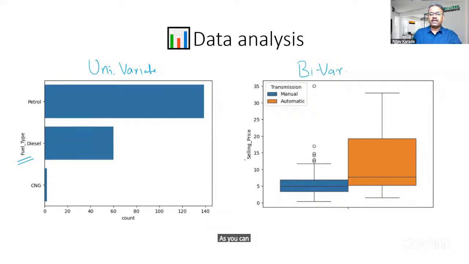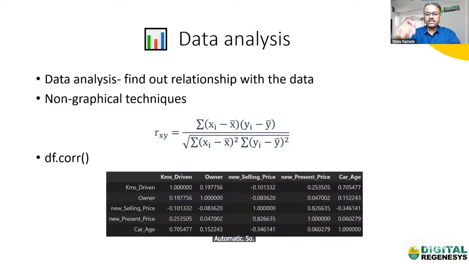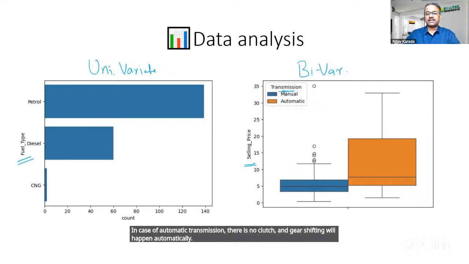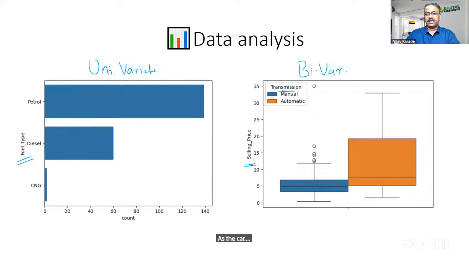Here, I have got a box plot which performs bivariate data analysis. As you can see, here I'm studying the relationship between selling price and transmission of a car, which can be either manual or automatic. So manual transmission means you have got a clutch, you have to press a clutch to shift your gear. In case of automatic transmission, there is no clutch and gear shifting will happen automatically as the car speed increases or decreases, right? So in this way, you can study the relationship between different columns present within your data.